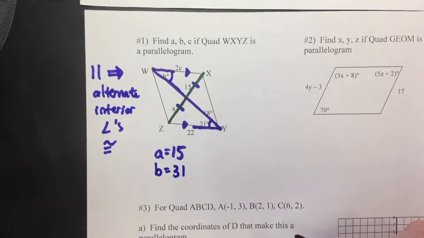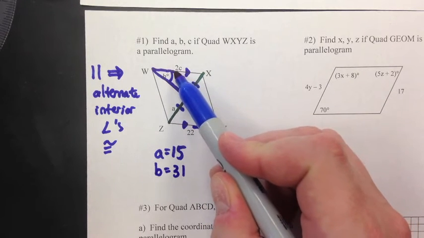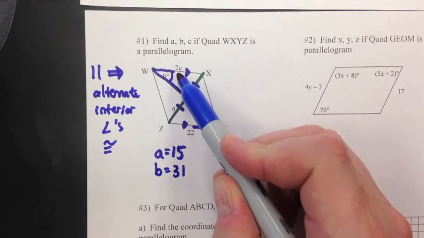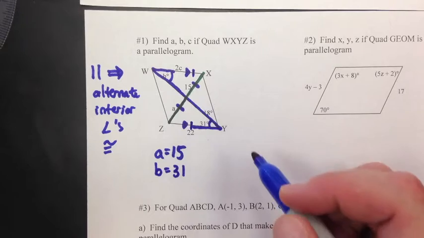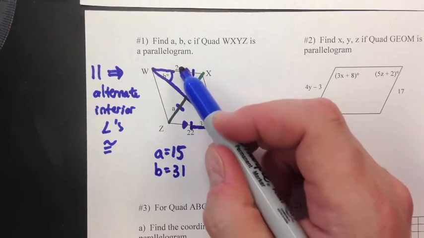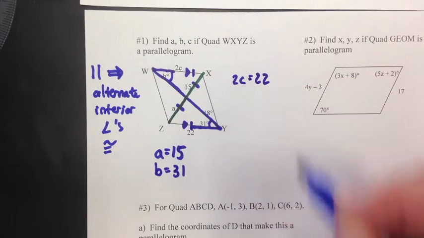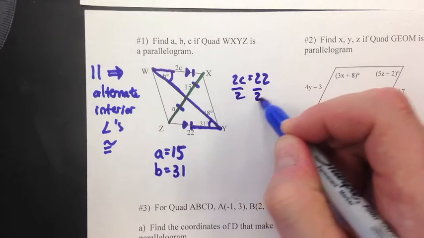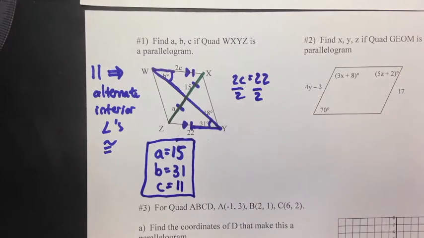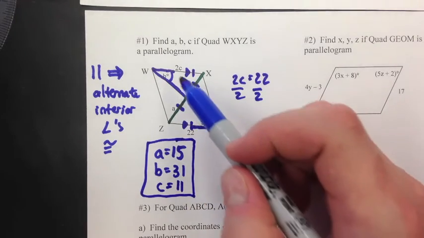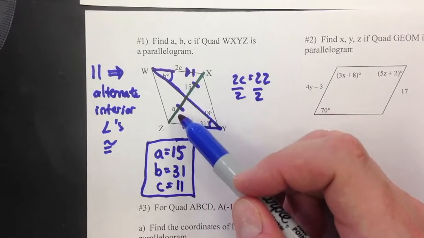The last one is C. Now where's the C? It's at the top. This is the length of WX. That's 2C. We know that opposite sides of a parallelogram are not just parallel, but also congruent. So I can mark these congruent. That means these are equal. So we know that 2C equals 22. Solve it, divide by 2. We get C equals 11. And that's it. There's problem number 1. So we used opposite sides parallel, there's your Z, opposite sides congruent, and the diagonals bisect.